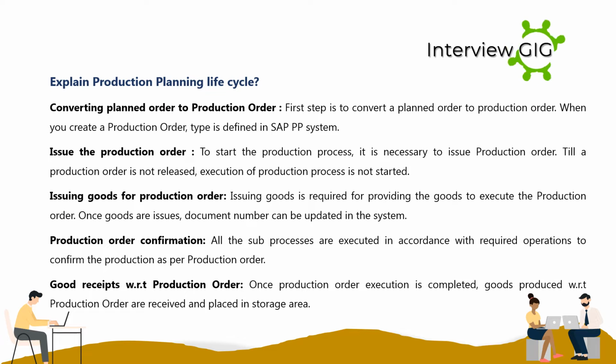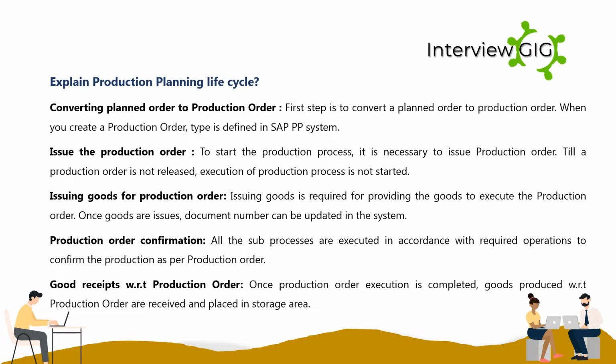Explain the production planning life cycle. Converting planned order to production order. The first step is to convert a planned order to a production order. When you create a production order, the type is defined in the SAP PP system. Issue the production order. To start the production process, it is necessary to issue the production order. Until a production order is released, execution of the production process is not started.